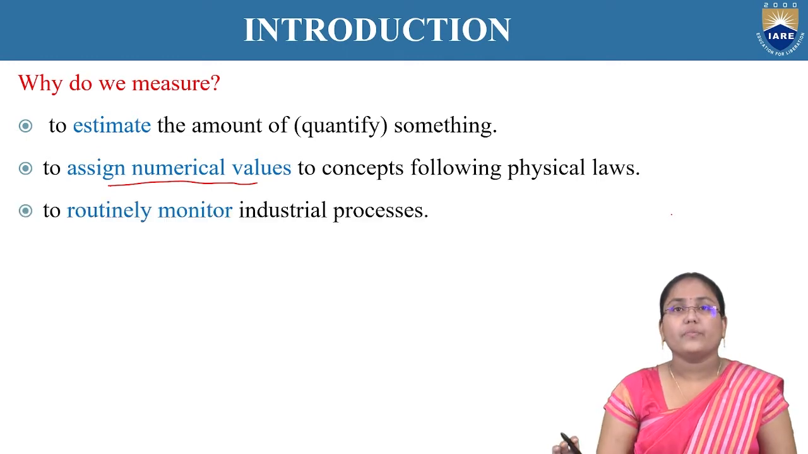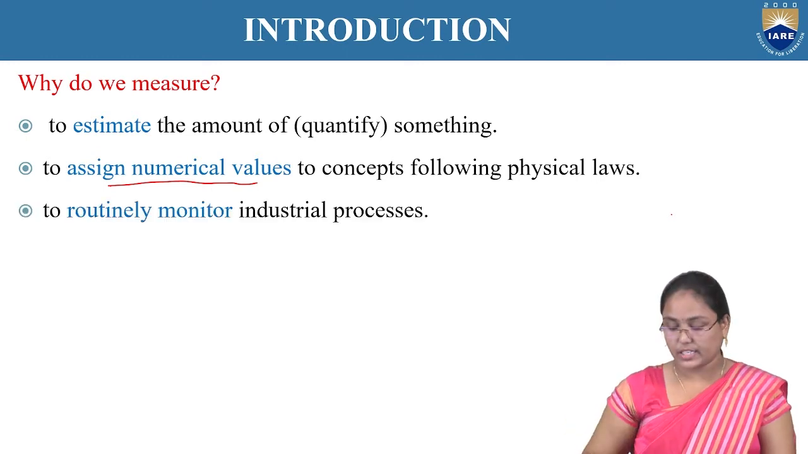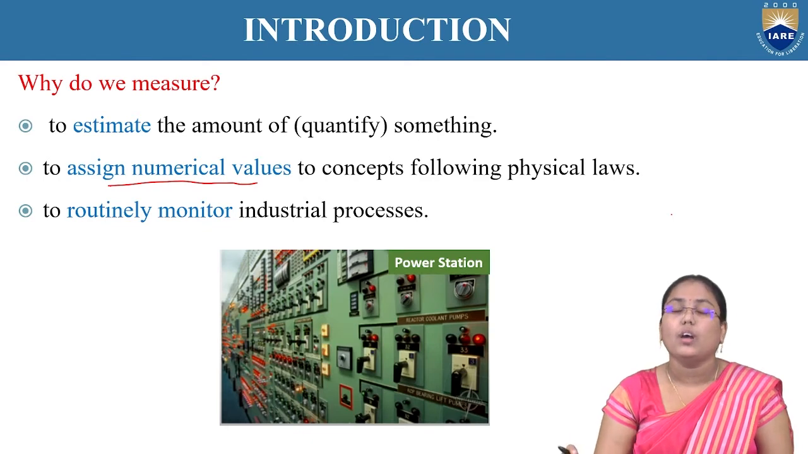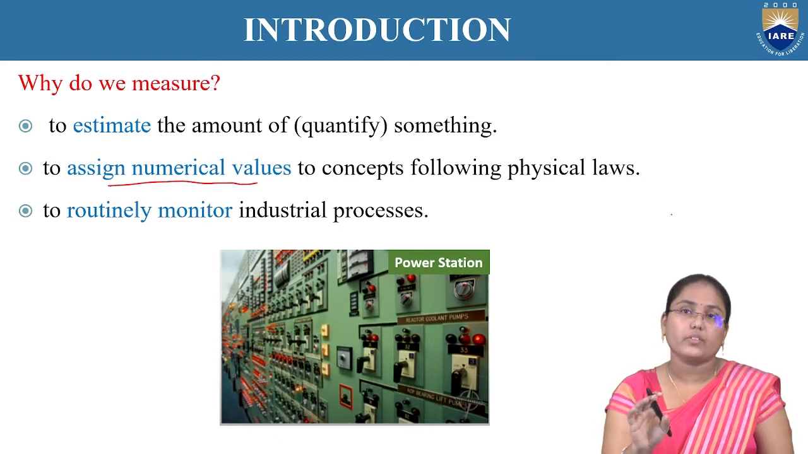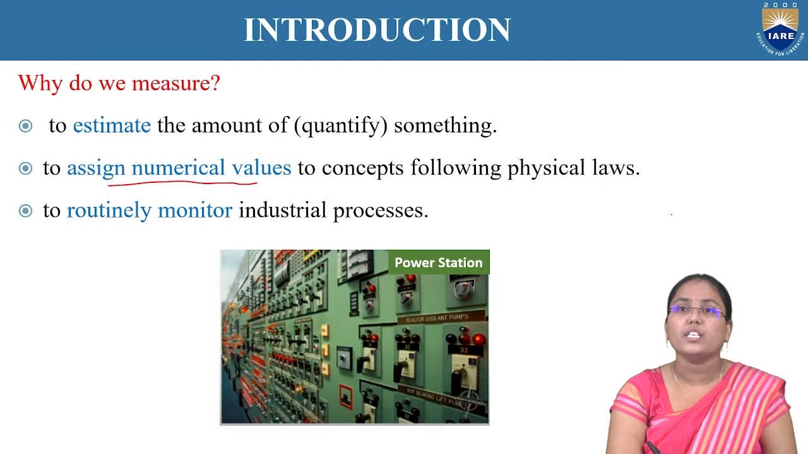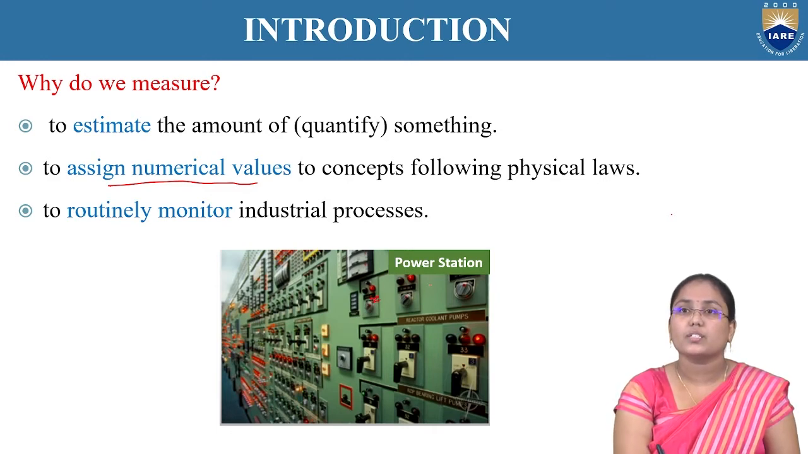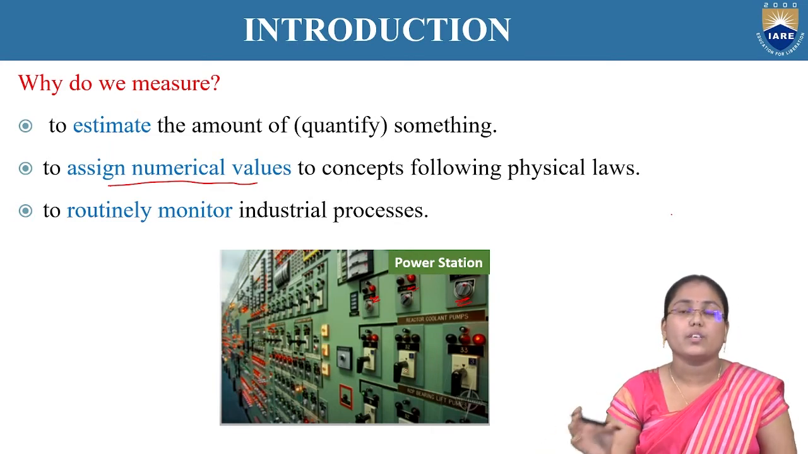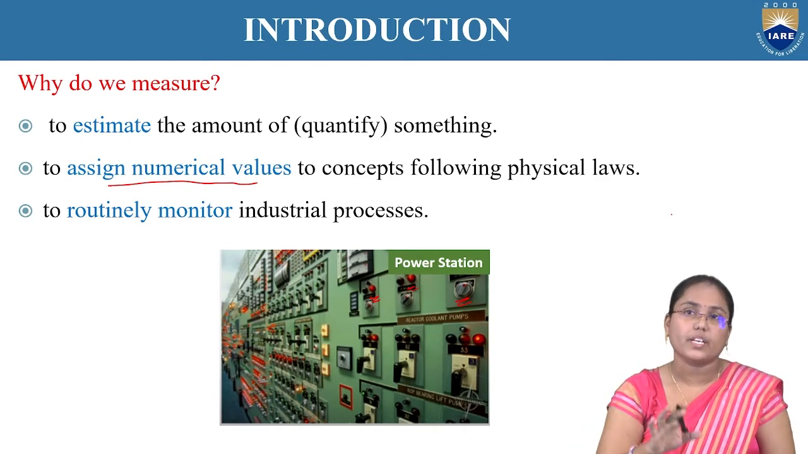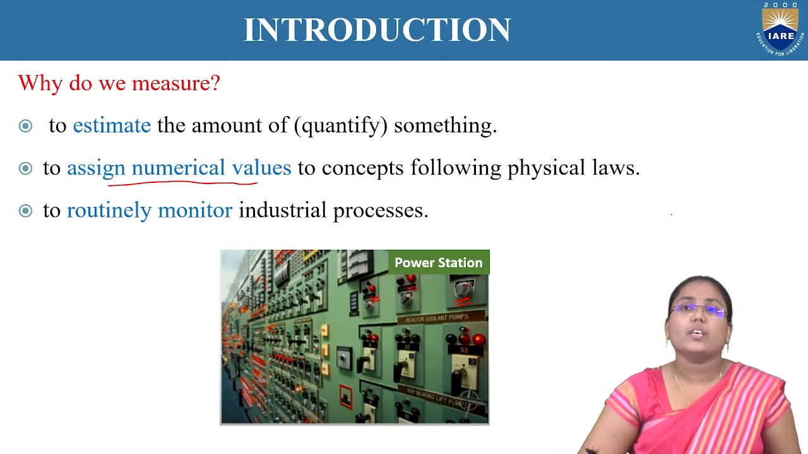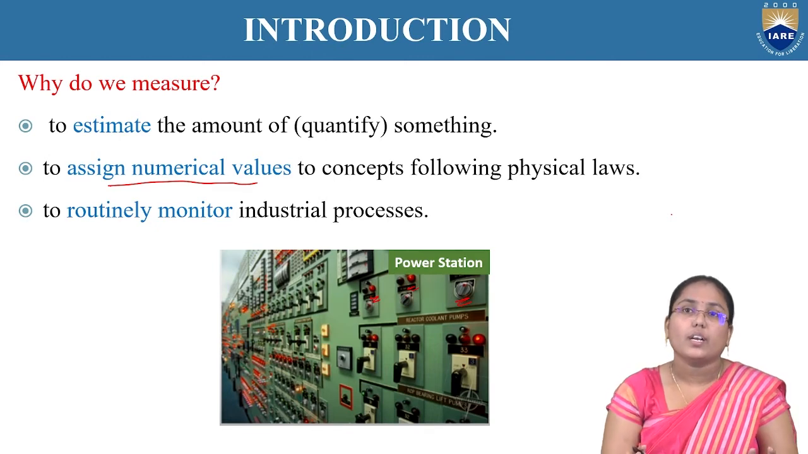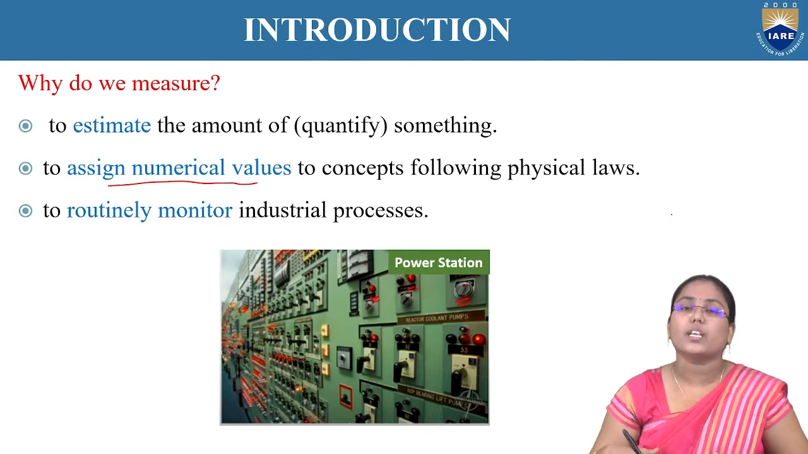Next is to routinely monitor industrial processes. Now this is a power station, which we can see in many industries. In this type of power station, just look at this picture, we have lots of switches. See, there is a switch over here, a switch here, and there are lights. There is a switch over here. So like this we have different types of switches and different types of indicators in this particular power station, for example.